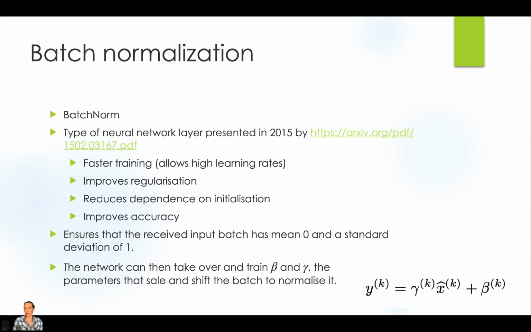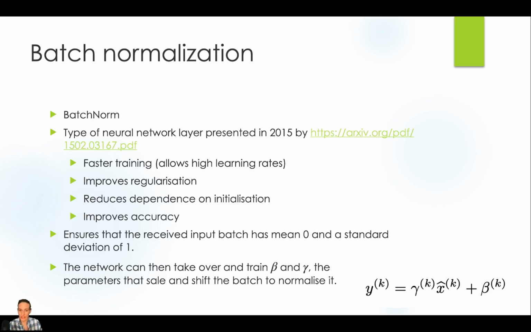So another great regularization method is batch norm. Okay. Batch norm comes from a paper in 2015. It allows faster training, improves regularization, reduces dependence on initialization of the weights. So sometimes a random initialization of the weights is not the way to go. It improves accuracy. And how is this done?